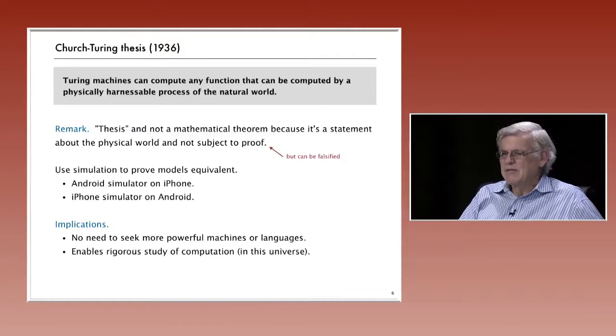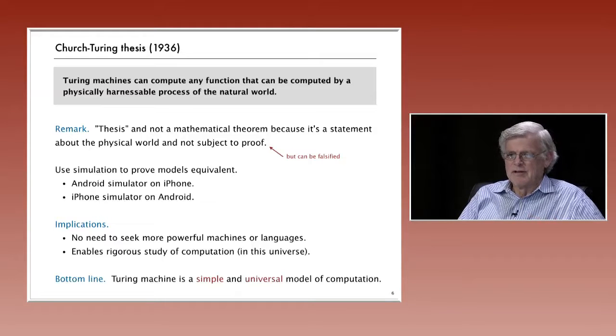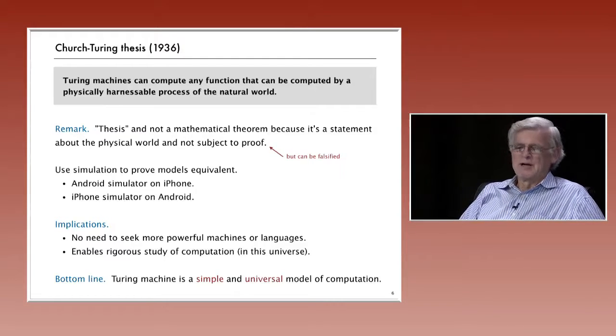So these had profound implications, and it's really amazing that Turing came up with this so long ago, really before computers came into use at all. And it means that we don't have to try to invent a more powerful machine or language, and it really enables a rigorous study of the computation that we can expect to do in the natural world. So that's the basis for the theory of computation, and it's related to the study of algorithms, because it gives us a simple and universal model of computation.